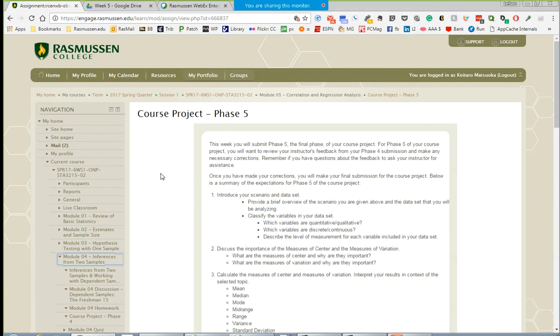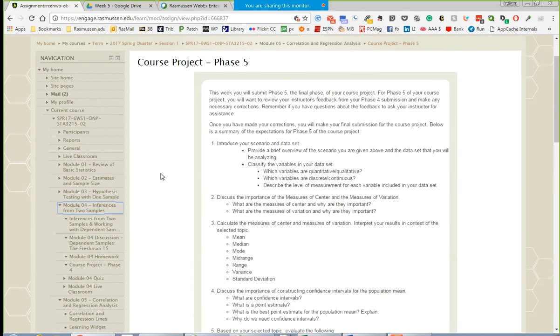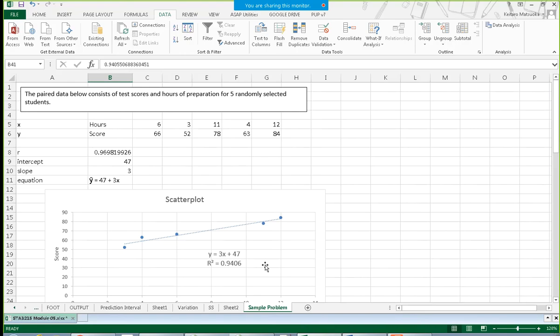Okay, so that's it for module 5. So I recommend you read the PDF first, practice with the spreadsheet, make sure you can get the right calculations, and you try the assignment before you do the quiz.